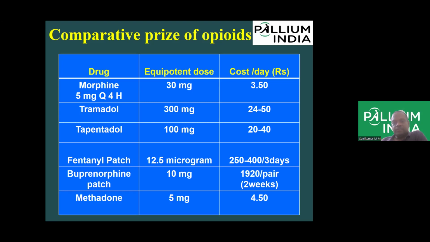So there would be many medical representatives coming to you, asking you to prescribe fentanyl patch and buprenorphine patch. But nobody would come to you asking to prescribe morphine, isn't it? So you can see the difference, because they do not have any profit out of morphine. But fentanyl and buprenorphine are very costly. So you should be very careful when you prescribe fentanyl patch or buprenorphine to the patient.